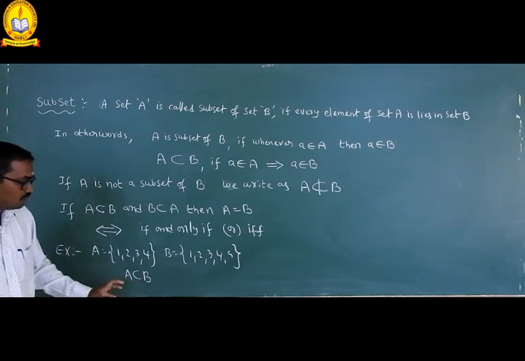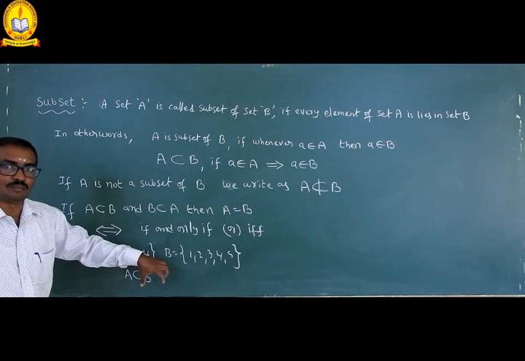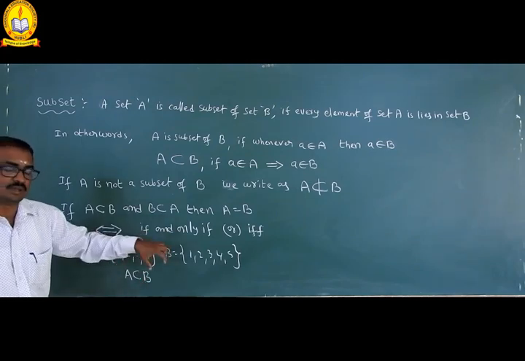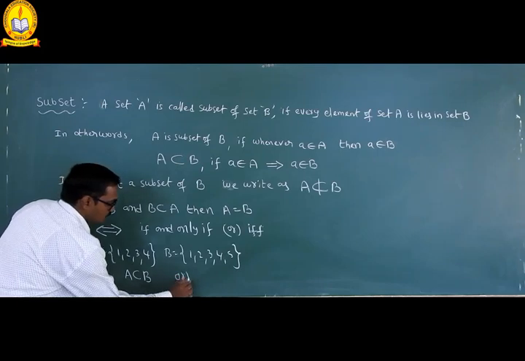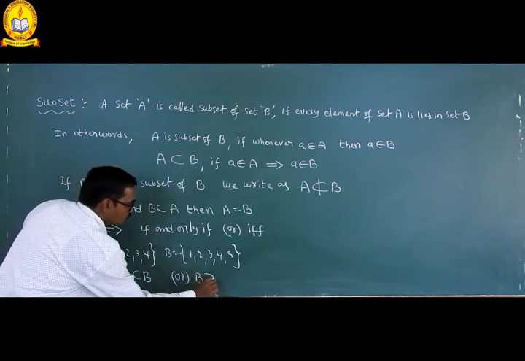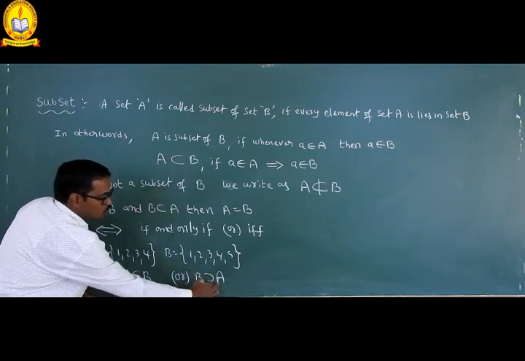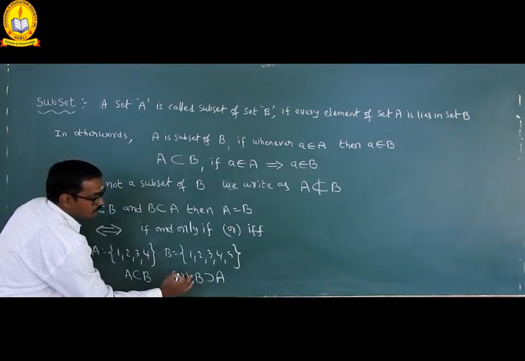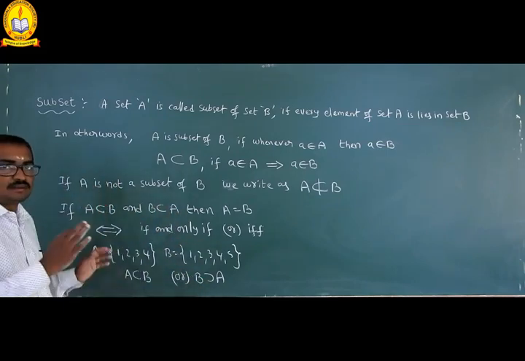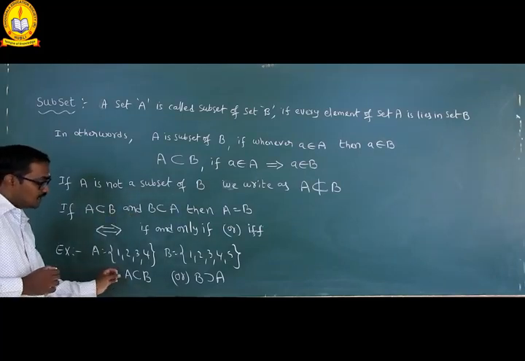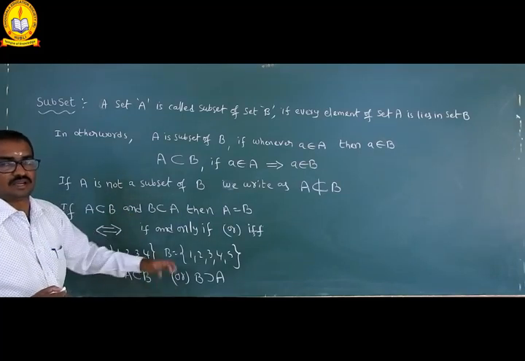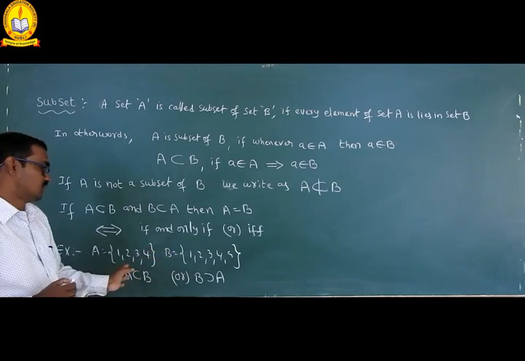A is a subset of B means A is contained in set B. B is a superset of A means set B contains set A. A is a subset of B means set A is contained in set B. That is the difference between them.